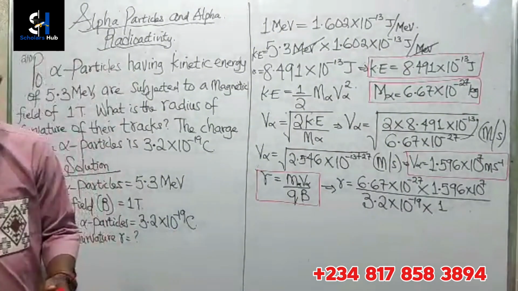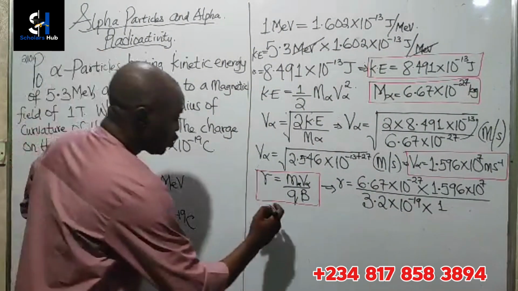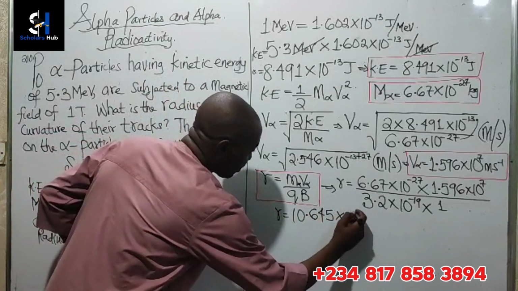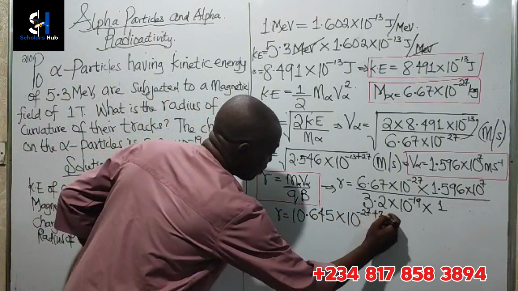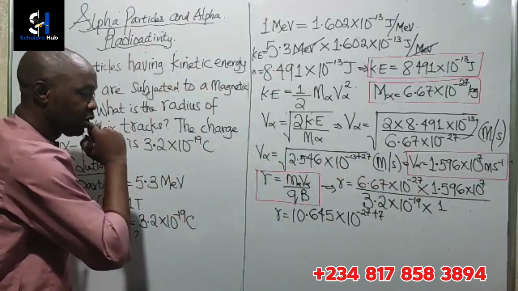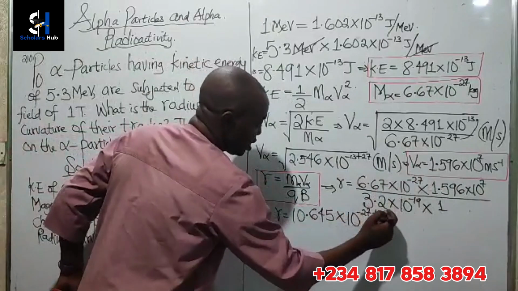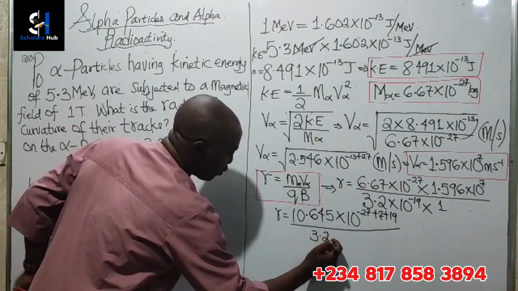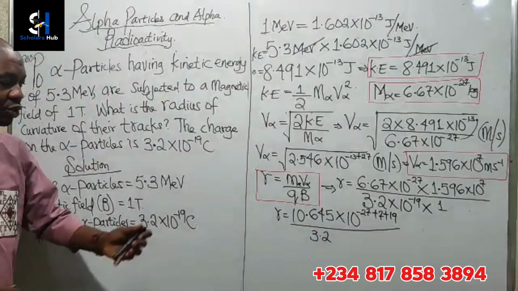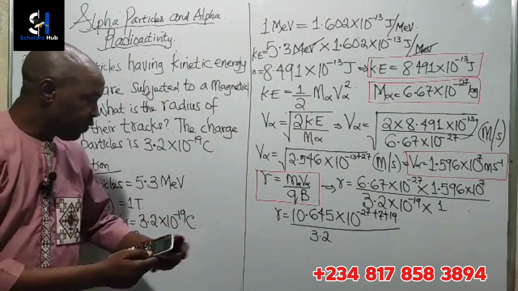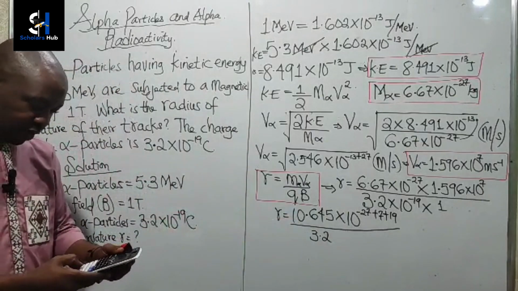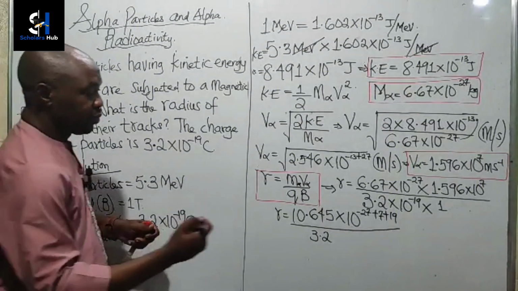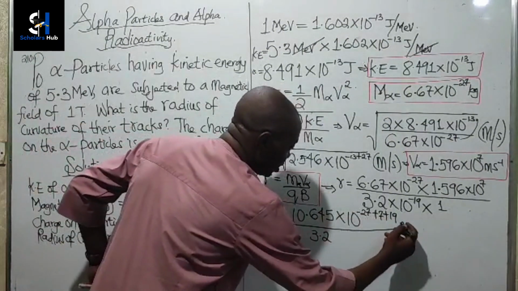So now let's get the value for 6.67 times 1.596. That will be 10.645. So we have R equals 10.645 multiplied by 10 raised to the power of minus 27 plus 7, when we combine the powers of 10. We can also bring this minus 19 here, so that becomes plus 19. Then we have everything all over 3.2. So what is this value divided by 3.2? That will be 3.33. The unit of radius is the meters.